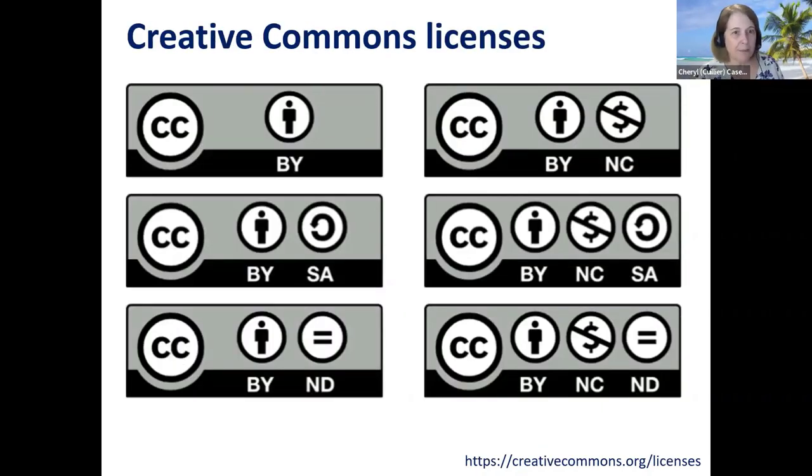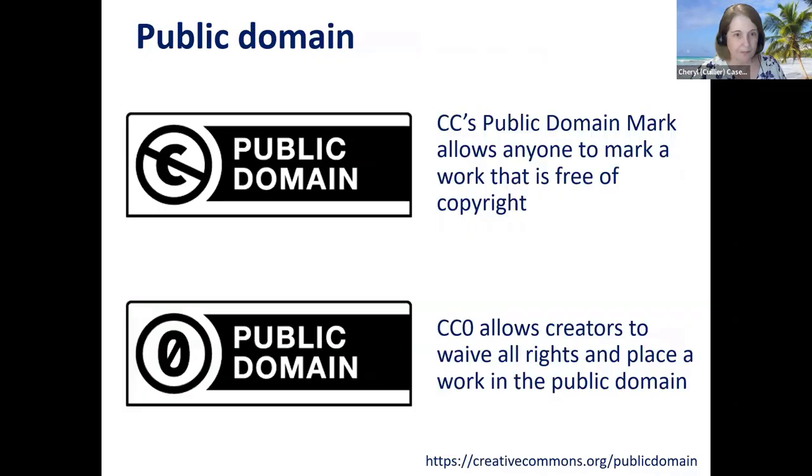So those 4 elements can be combined into these 6 different licenses. Notice that they all have BY and they all require attribution. So CC BY is the least restrictive license. CC BY NC ND is the most restrictive. Anything with the ND element, the no derivatives element, is not considered OER, because remember the revise and redistribute are 2 of the 5 R's. ND content is still free to use, though. TED Talks, for example, use the CC BY NC ND license.